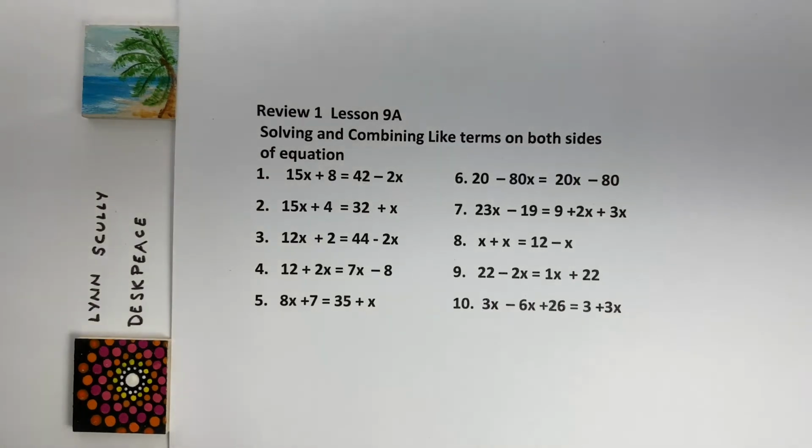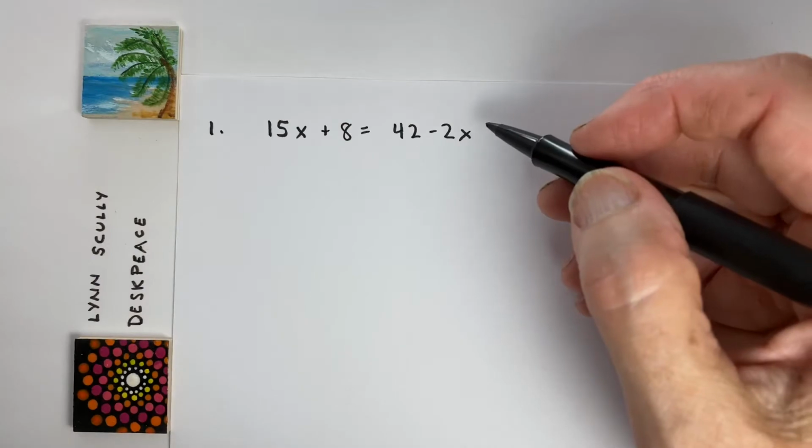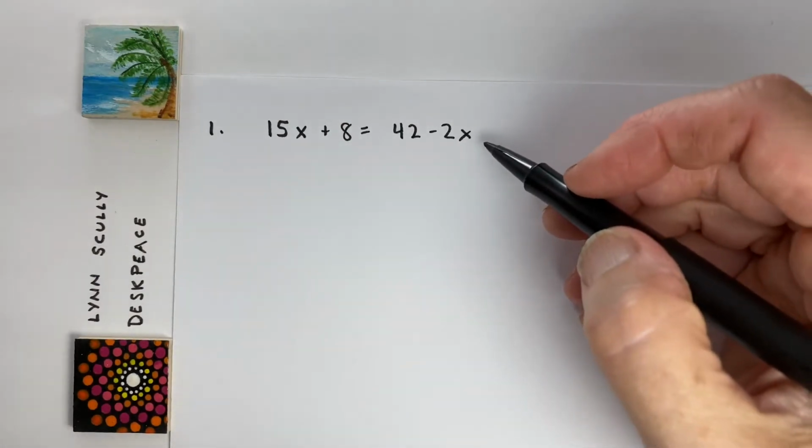Lesson 9A reviews 1 and 2. So we're solving by combining like terms that are on both sides of the equal sign. Number 1, 15x plus 8 equals 42 minus 2x.